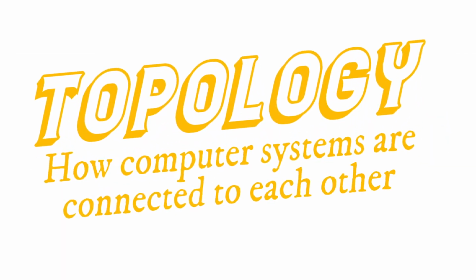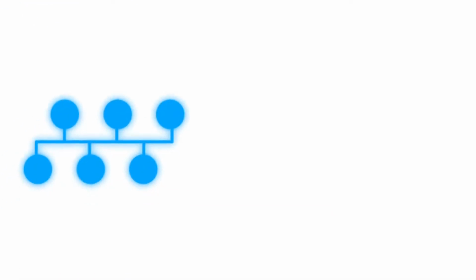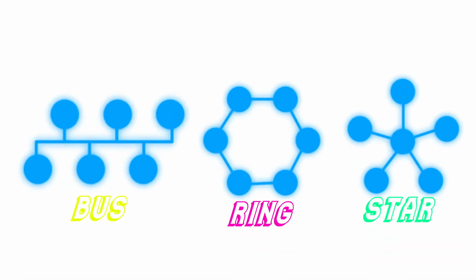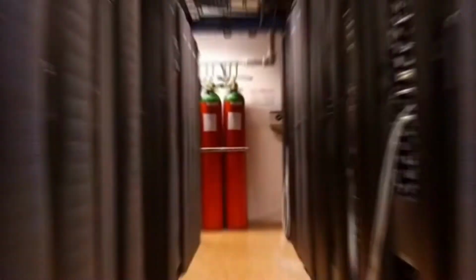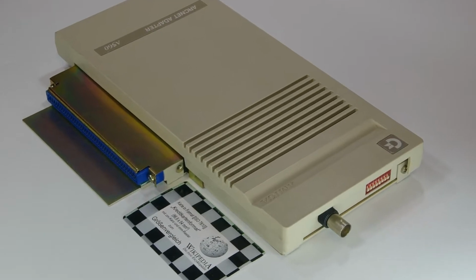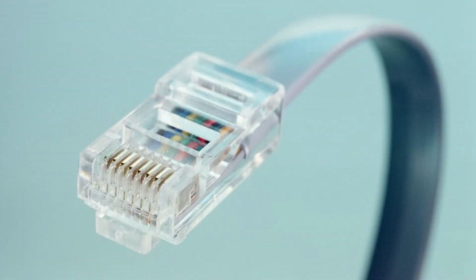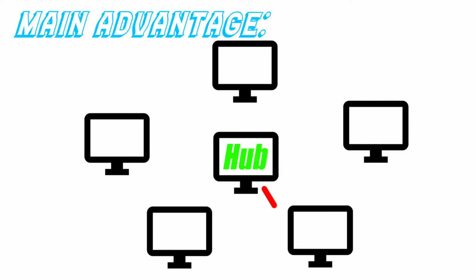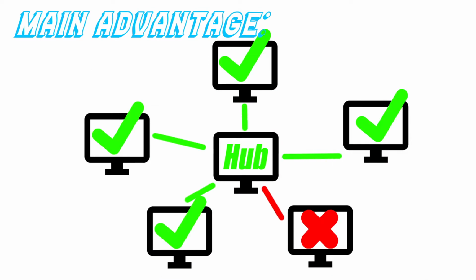Most networks need to have an arrangement, and this is called a topology, how computer systems are connected to each other. There are different types of topology, and these include bus, ring, and star. But star topology has become the dominant physical topology for LANs. The star was first popularized by ARCNET and later adopted by Ethernet. The star topology's main advantage is that if one node malfunctions, it won't affect the rest of the network.